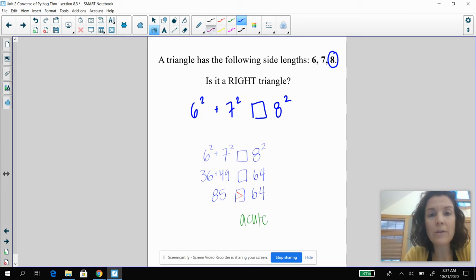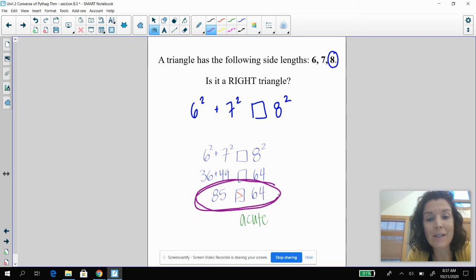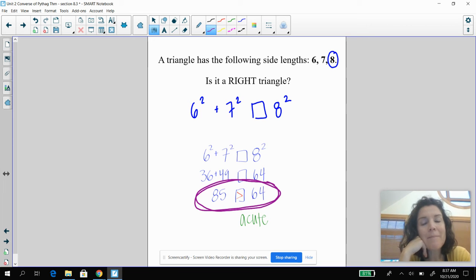You figured out that on the left-hand side, my a squared plus b squared was greater than my c squared. So what that means is that my hypotenuse, this side, is smaller squared than the sum of the squares of the two other sides. So this is what we call an acute triangle. And let's picture what that means here.